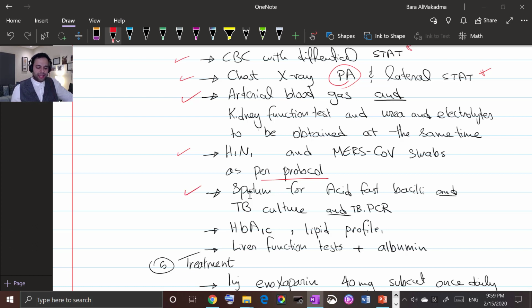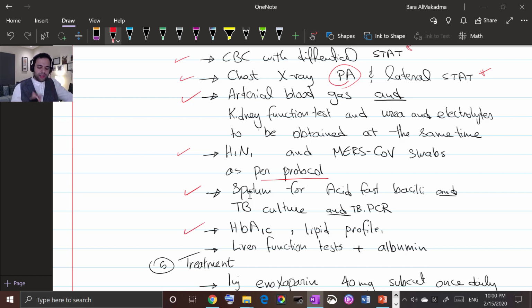Sputum for acid-fast bacilli and TB culture and TB PCR, because I'm living in an area where TB is common, and maybe in the history this patient was exposed to a TB patient before or previously treated for TB, and I may be thinking that this might be a component of reactivation. Right, so this is just an example.